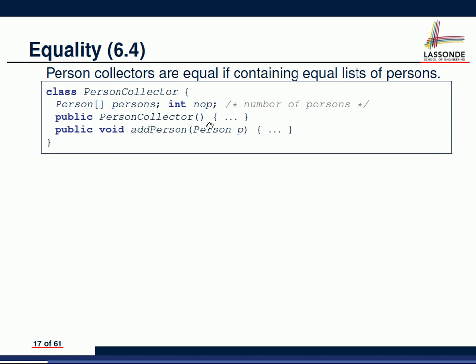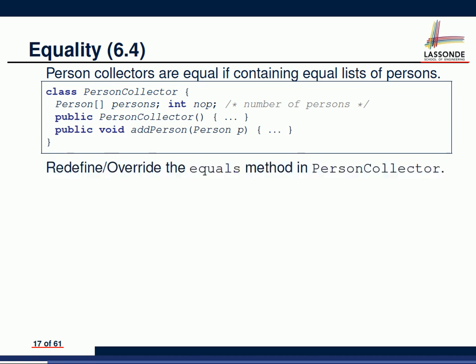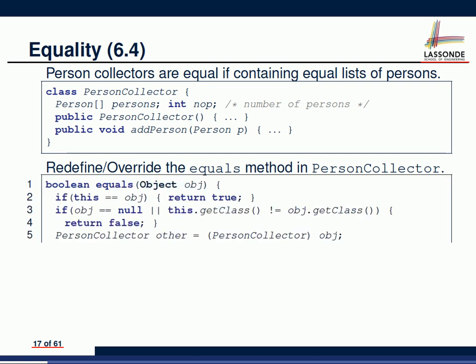Let's have a look. The loop is not difficult, but there's a very important lesson to see from this fragment of code. We're going to override the equals method in PersonCollector. And don't forget, the Person class already overrides the equals method. We may or may not want to reuse it. Up to here, from line number 1 to line number 5, it's just routine. Nothing will be changed.